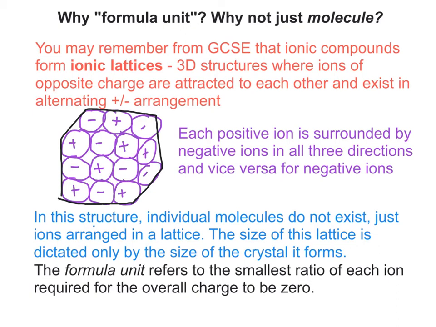Just to recap on the way the structure is put together, each positive ion is surrounded by negative ions in all 3 directions, and also vice versa, for the negative ions being surrounded by positive ions in all 3 directions. So therefore that arrangement in itself doesn't limit you to one particular molecule, so you have to deal with the idea of no molecules in an ionic lattice in a different way, so we refer to formula unit instead. So it's based on the charges and making the charge 0.